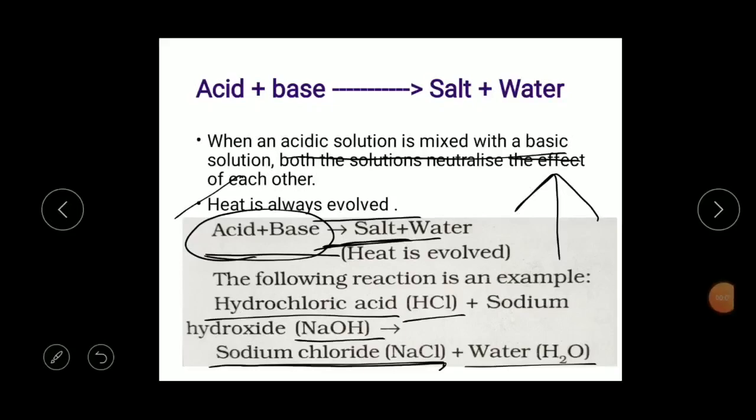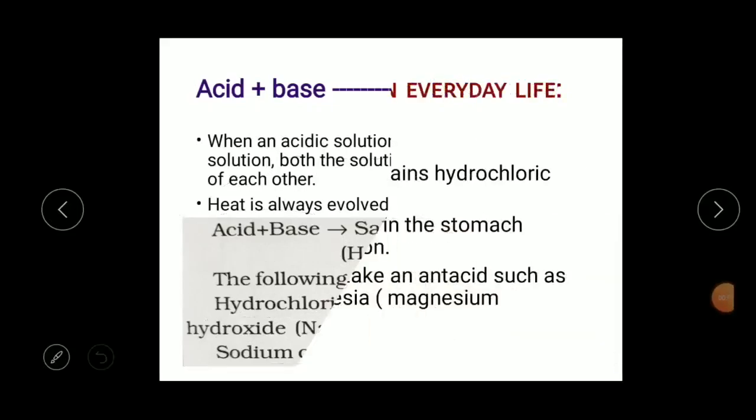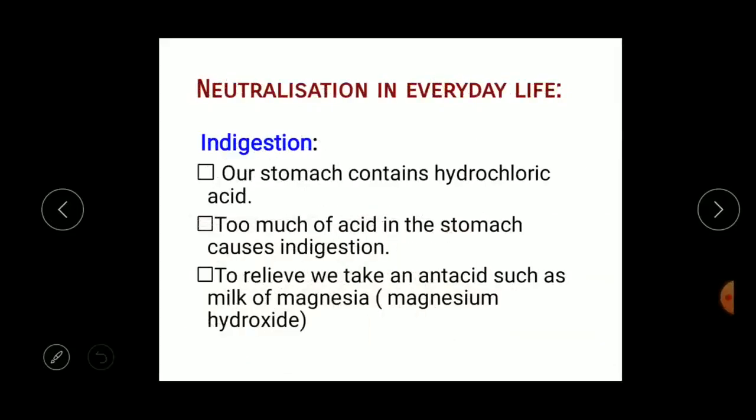Okay, now let's move to the next concept, that is neutralization in everyday life. So we face many neutralization processes in our day-to-day life. Let us take some more examples here. The first one is indigestion. Our stomach contains hydrochloric acid. As we know, our stomach contains HCl, that is hydrochloric acid, which you have already learnt in the second chapter of this lesson, nutrition in animals.